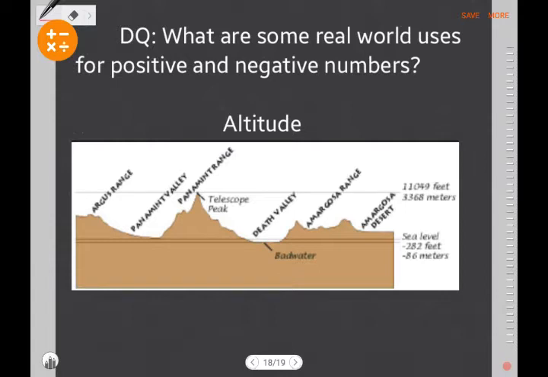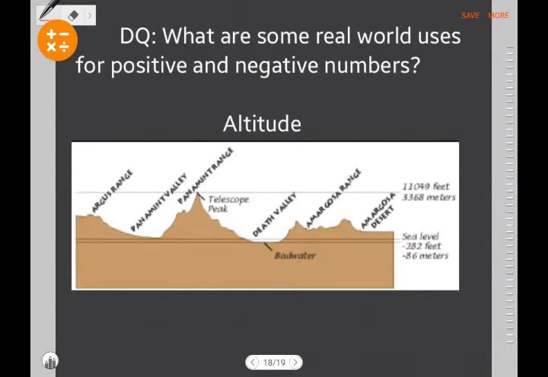So we can see in this map that Telescope Peak is at 11,049 feet. And sea level is 0. And Badwater Basin is negative 285 feet.